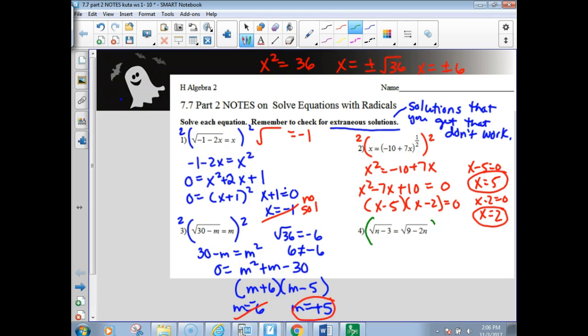All right, this one, you got a radical on both sides. So we're going to square both sides, which we have to do to one side, we have to do to the other. Okay, then I add 2n to both sides and add 3 to both sides. Divide by 3 and we get n is 4. And then I'm going to plug in 4, so that's going to give me the square root of 1, and on the other side the square root of 1, so we're good. 4 is a solution.